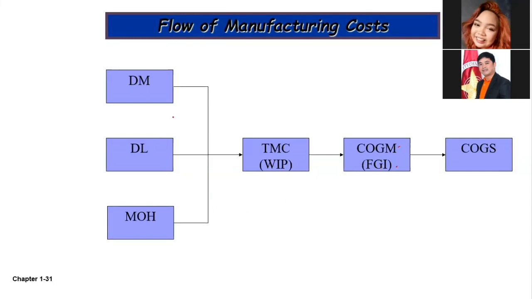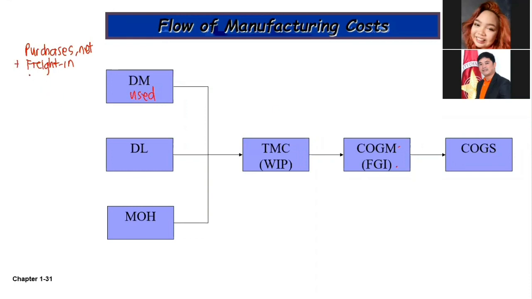Gusto lang natin i-emphasize na yung DM dito ay yung direct materials used. Paano ba natin makukompute yung direct materials used? Remember, we have our purchases. Okay? Tapos, isama pa natin yung freight in natin. Net po yung purchases natin, net of your purchase returns and allowances and purchase discount. Okay? Tapos, add natin yung freight in natin.